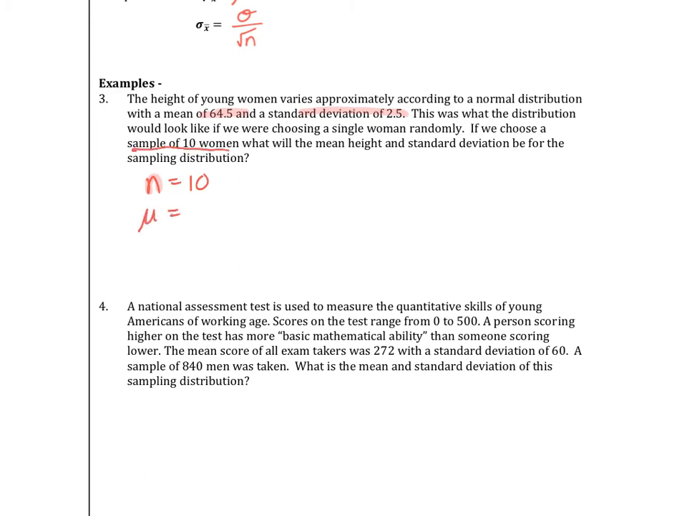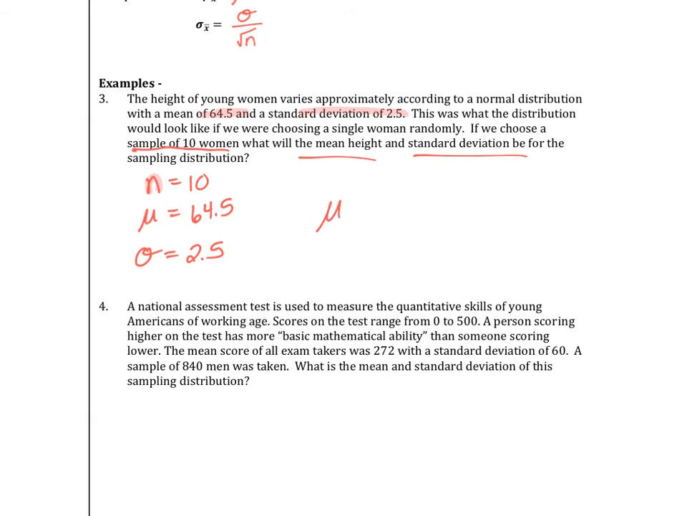u is the average of the population, which is 64.5. So if we just went out and grabbed a woman, the average height would be 64.5. And the standard deviation for the population would be 2.5. What we want to find is what the mean height and the standard deviation would be for a sampling distribution. So we're asking what the average height would be if you did a bunch of groups of 10, and what the standard deviation would be if you did a bunch of groups of 10 people.